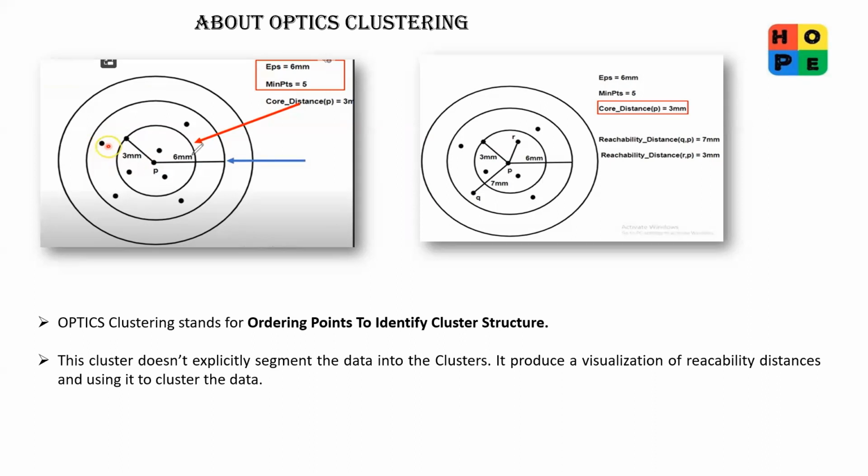For example, in this case, we plotted an epsilon value of 6 and a minimum point of 5, and the core distance is 3. This is the core distance from the radius. So it takes into consideration 1, 2, 3, 3 data points, and 3, 4, 5, 6. Totally we have 9 data points here. In these data points, this is the core distance that we are seeing.